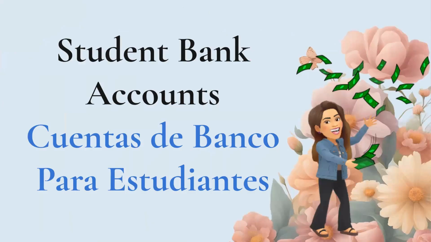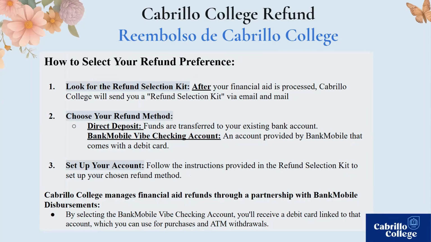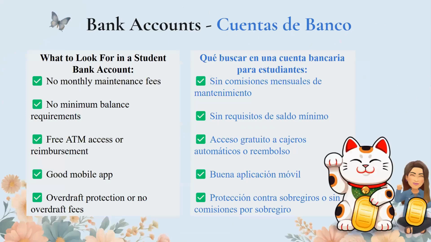Additionally, we have provided information on other student bank accounts, just in case the student isn't planning to attend Cabrillo and doesn't have the option for the Bank Mobile Vibe checking account. The student can also look at separate bank accounts outside of their school. Something important to look for in a student bank account would be no monthly maintenance fees, no minimum balance requirements, free ATM access or reimbursement, a good mobile app, and no overdraft protection or no overdraft fees. These aren't required, but it's something to look for in a student bank account.